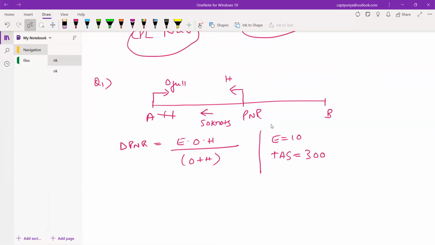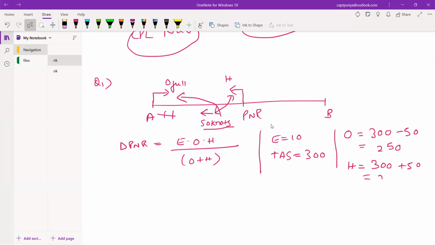Now guys, simple. If I want to calculate my O, which is my outbound speed, my TAS is 300 and this headwind is opposing the O. So 300 minus 50, that would be 250, right? And if I calculate my homebound ground speed, this headwind is supporting my H. So it would be 300 plus 50, that would be 350, right? So simple. Now just put all the values. E is given as 10, O is 250, H is 350, divided by 250 plus 350.